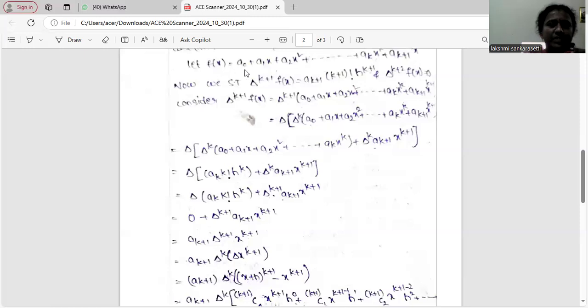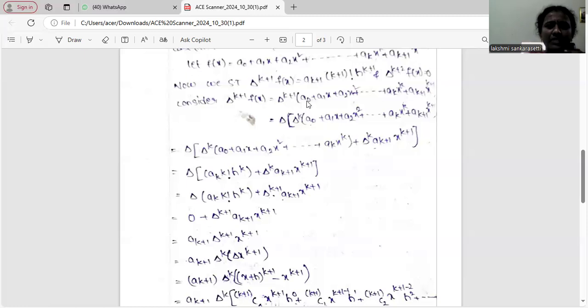By considering a (k+1)th degree polynomial in x, what we have to show here is that delta power k+1 of f(x) is equal to a_{k+1} into (k+1) factorial into h power k+1, and delta power k+2 of f(x) is 0. Consider delta power k+1 of f(x), where f(x) is the polynomial a_0 + a_1 x + and so on plus a_{k+1} x power k+1.